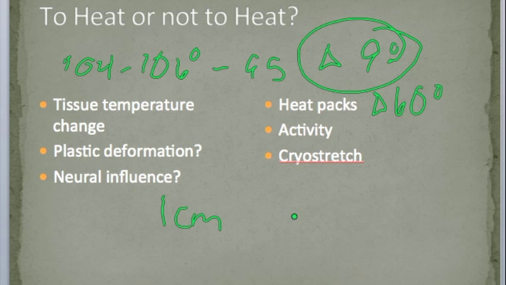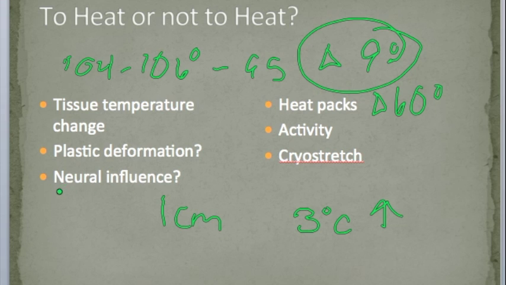And what ends up happening is you need about a 3 degrees Celsius increase in tissue temperature to change the plasticity of a tissue. So you're probably not getting that with a 9-degree difference with your hot pack that's only going 1 centimeter below the skin surface.